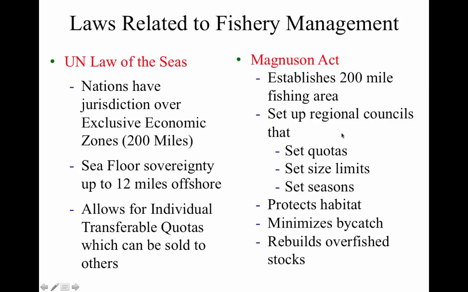So something like a striped bass has to be 34 inches in order for you to keep it when you catch it one year, and next year it might be 36 if they decide that they're being overfished. So the Magnuson Act set up the regional councils that do that. And the Magnuson Act also protects habitat, tries to minimize bycatch so that dolphins and other types of animals don't die in fishing nets, and also rebuilds overfished stocks.